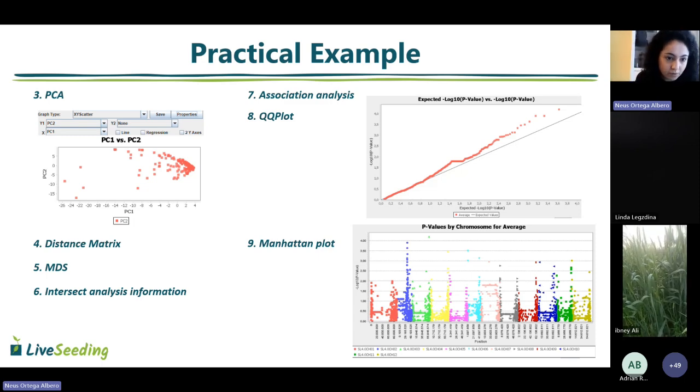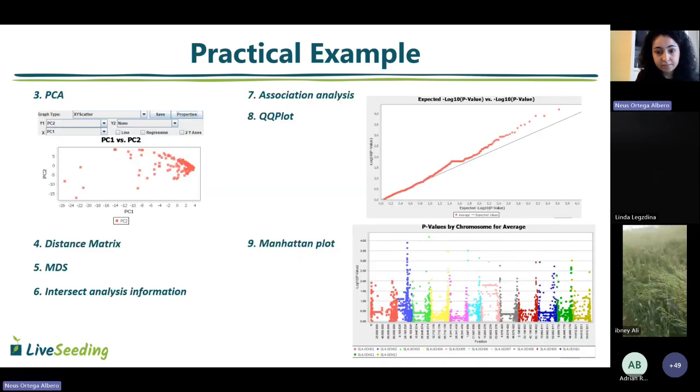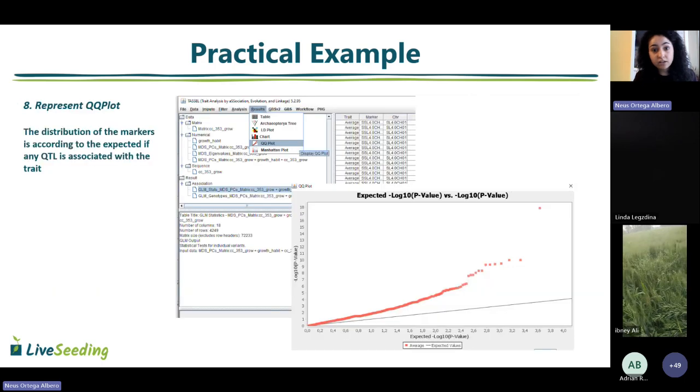If you see the other example, see how far the dots are from the expected values. We have to take into account that nothing is perfect. So the tendency of these dots is linear, and close to the expected values. While if we look at the other example, where we have QTLs associated with the traits, we see that the dots are quite far from the expected value. Okay.